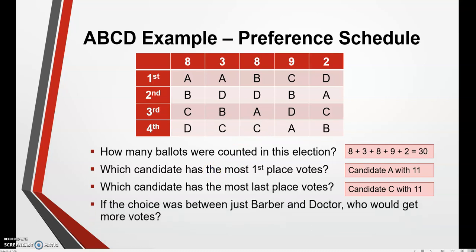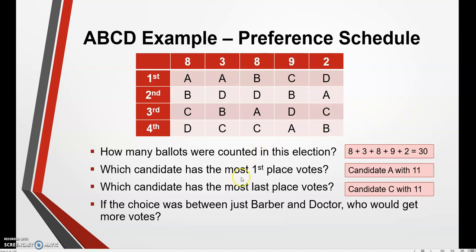And if the choice was just between the barber and the doctor, who would get more votes? This is where our transitive property is going to come into play, because we're going to look at each column and decide, if the election was only between B and D, which candidate would win each column. In this case, B is ranked above D, so B would get the 8 votes in this column. In this column, D is ranked above B, so D gets these 3. B is ranked above D here, so B gets this 8. B is ranked above D in this column, so they get 9, and D is ranked above B, so D gets these 2 votes.